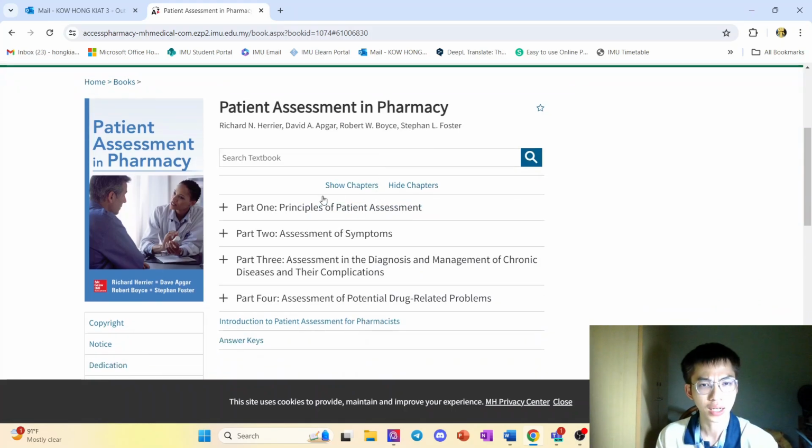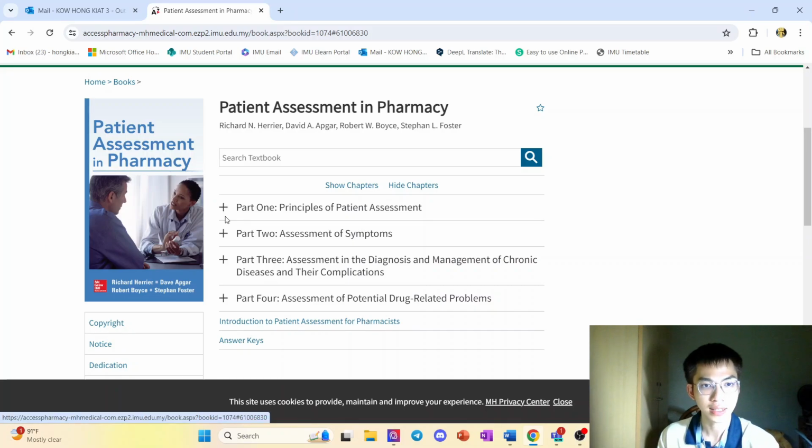This book is separated into four parts, as you can see here. Part 1 is on the principles of patient assessment. Part 2 is on the assessment of symptoms. Part 3 is on the assessment in diagnosis and management of chronic diseases and their complications. And last but not least, part 4 is on the assessment of potential drug-related problems. So these are the four parts that exist in this ebook.